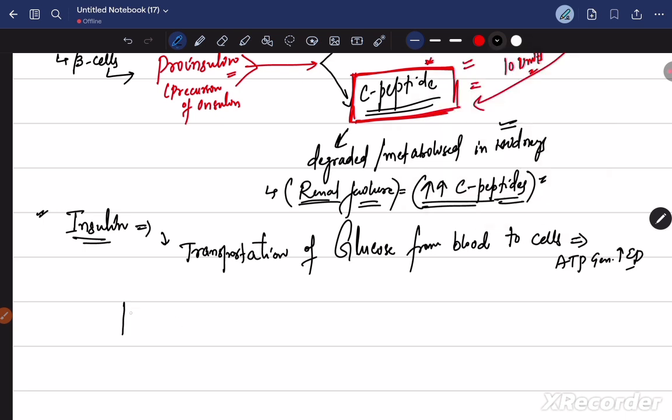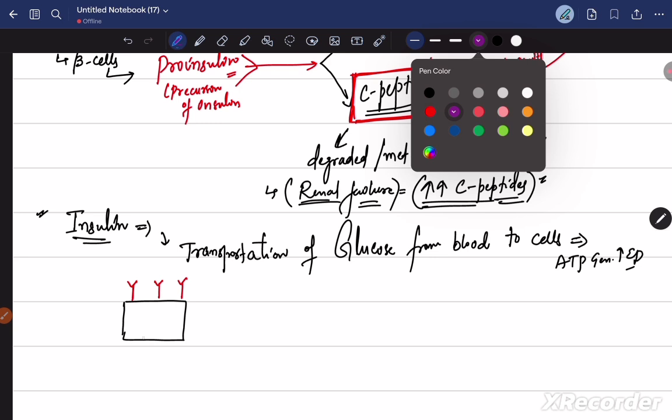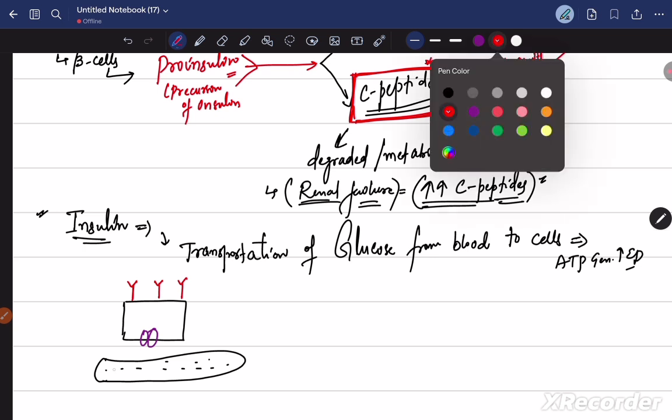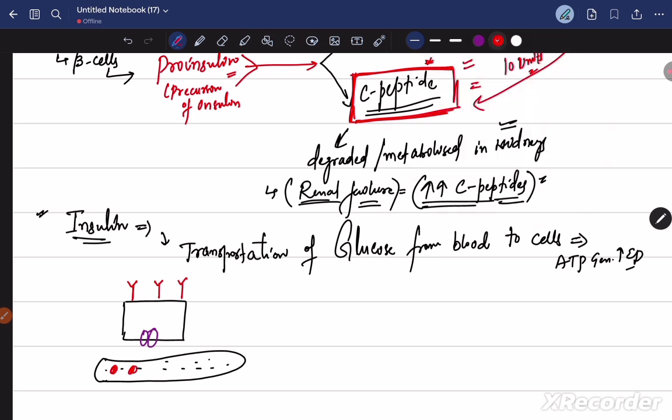Suppose this is a cell. This cell contains a special type of receptors. Now what happens when the insulin, this is the blood circulation, okay, in the blood circulation, these red dots represent the glucose molecules.